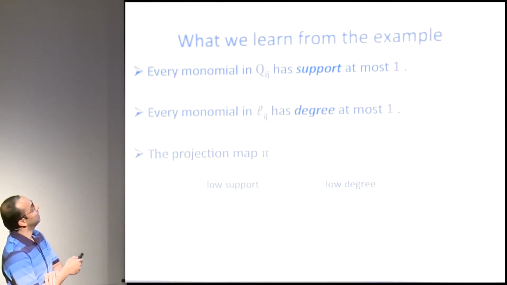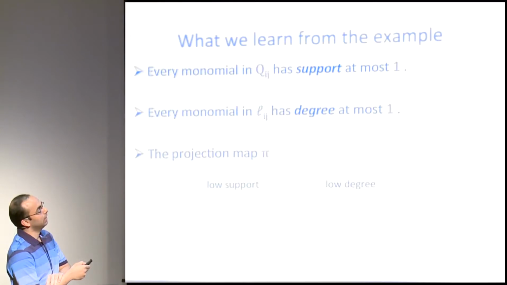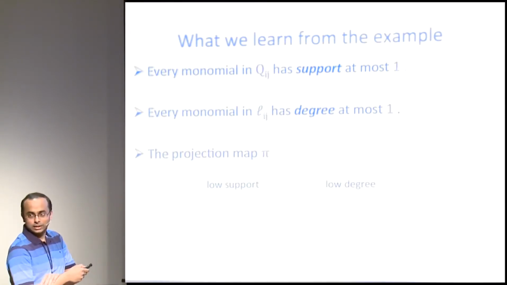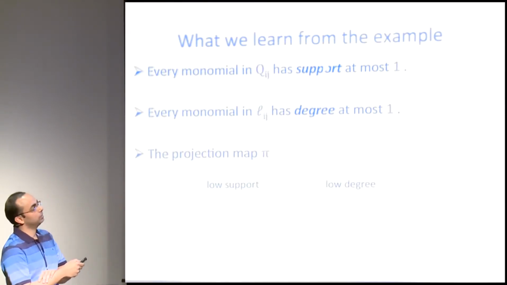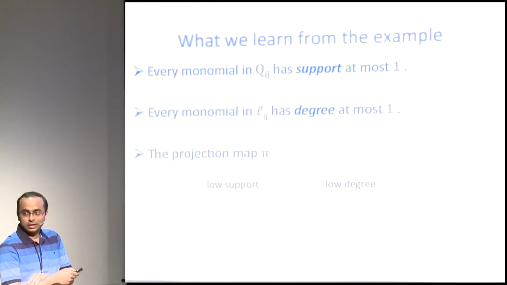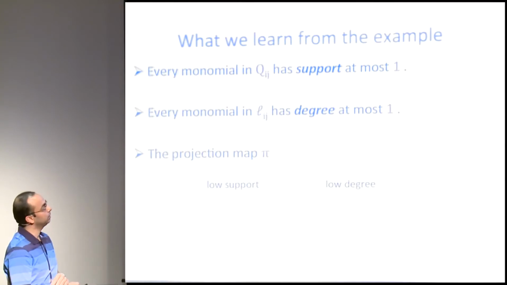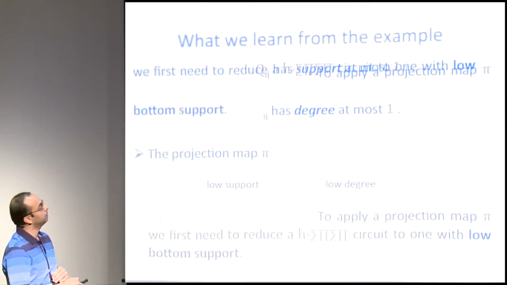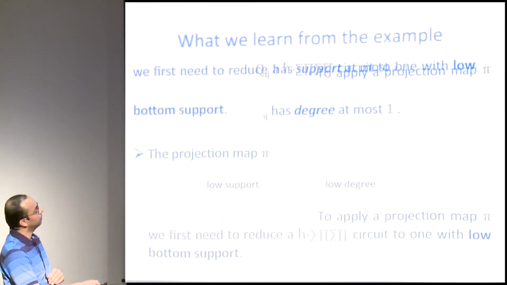See, every monomial in Qij has support at most 1, right? But you wanted to get to degree at most 1, and that's why you introduced projection, to go to degree at most 1. Okay, so right. So forget the top part. Let's focus on the bottom part.